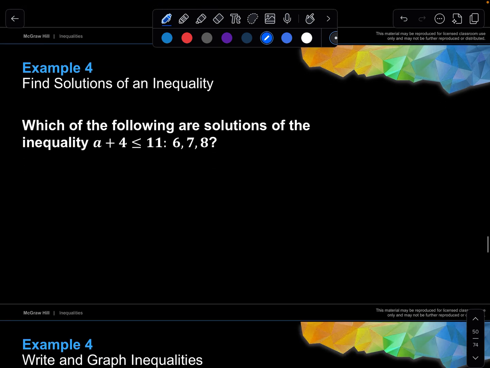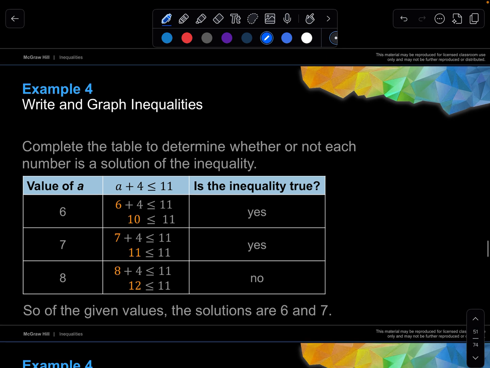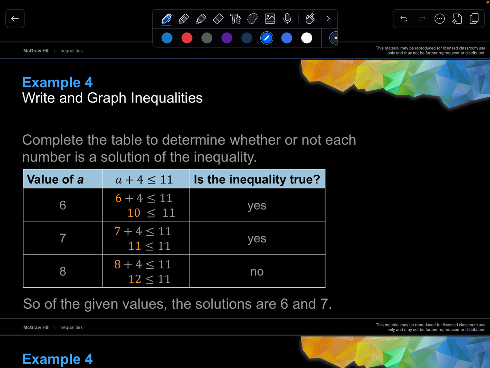Okay. Now, similarly, we're going to do our example 4. Which of the following are solutions of the inequality a plus 4 less than or equal to 11: 6, 7, and 8? Complete the table. We have the value of a: 6, 7, 8. a plus 4 is less than or equal to 11. We have 6 plus 4 is 10, which is less than 11. It's true. 7 plus 4 is equal to 11, so it's yes. And when we substitute 8, 8 plus 4 is 12, which is not less than or equal to 11, so this is false. So from the given values, our solutions are 6 and 7.